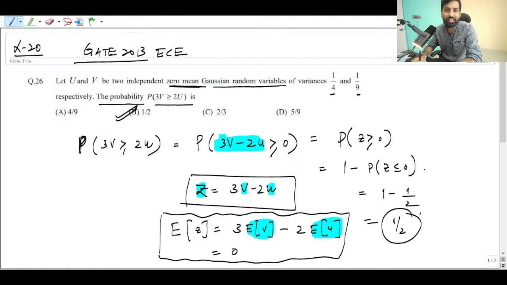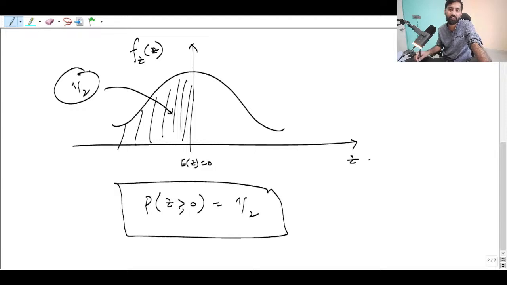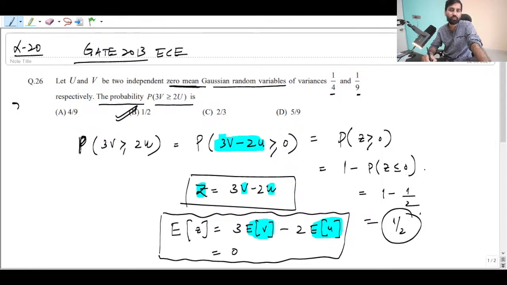So you can say that your new random variable Z is also going to be Gaussian, and you have to compute the mean. As long as v and u have 0 mean, your Z will also have 0 mean, and the simple answer is there. So this is nothing but the probability of Z less than 0 or greater than 0, whatever you say, is going to be 1 by 2 because of symmetry. So the answer for this question is 1 by 2, and this question was for 2 marks.